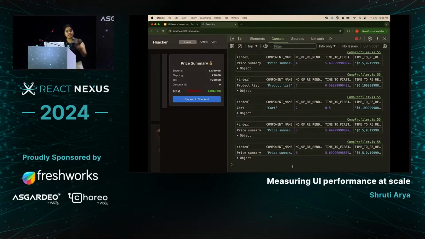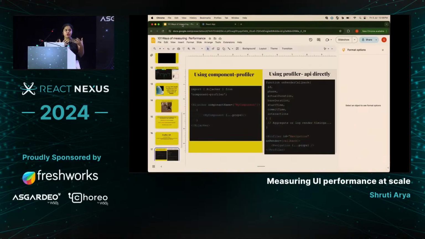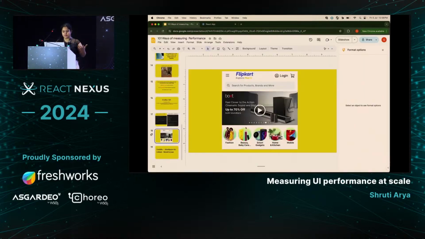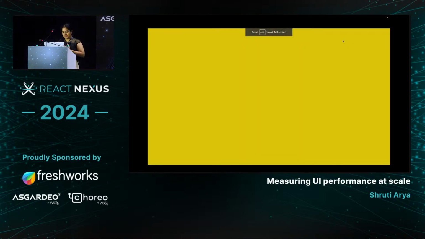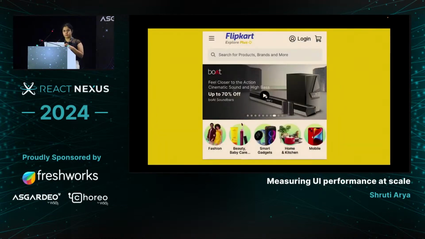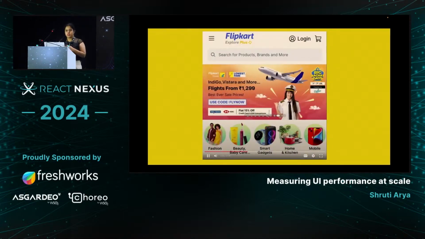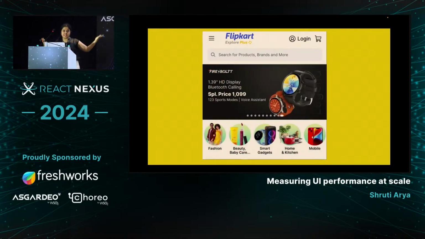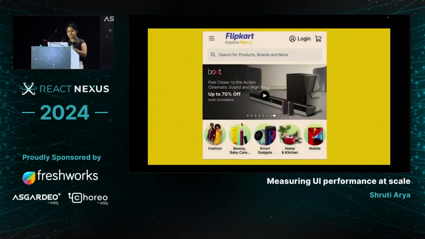Now we started using this particular component profiler wrapper on our Flipkart homepage. And when we got the results, it was very, very surprising. So I'll tell you why it was surprising. When we started measuring the performance component-wise, we observed that this particular carousel on the top of the homepage had approximately 50 to 60 re-renders. So every time each and every image would load, it would again and again re-render.